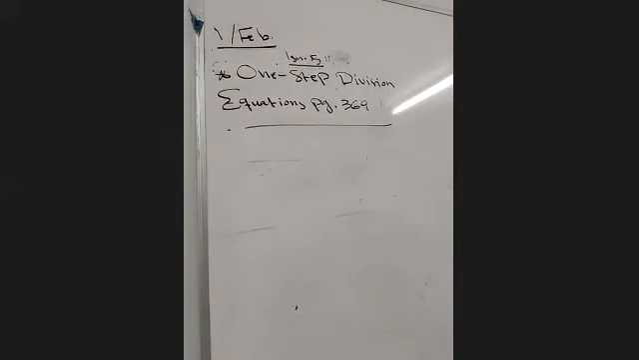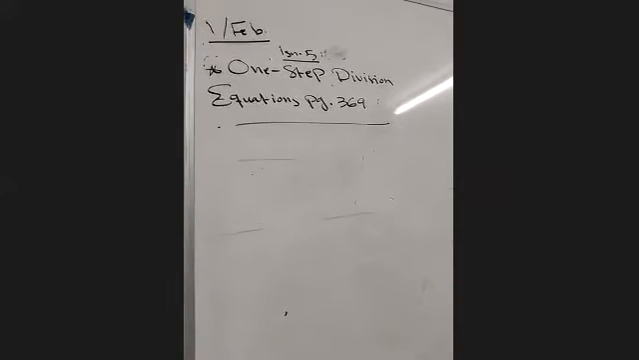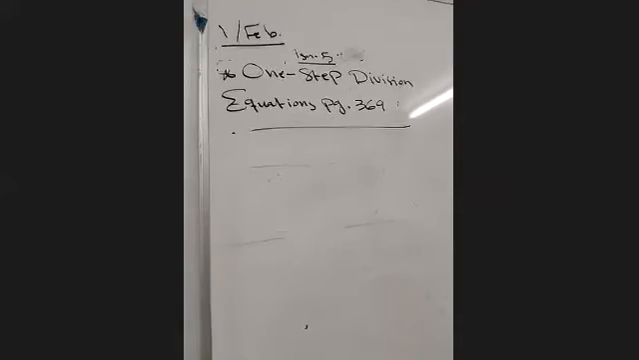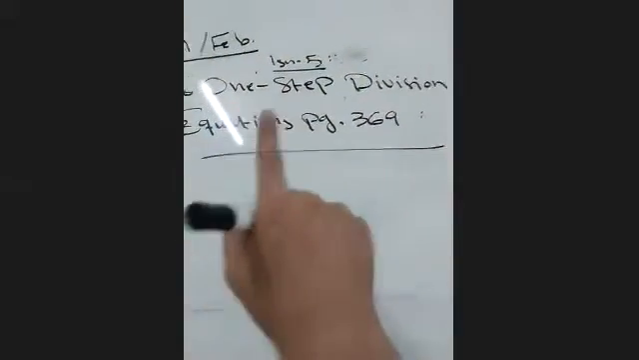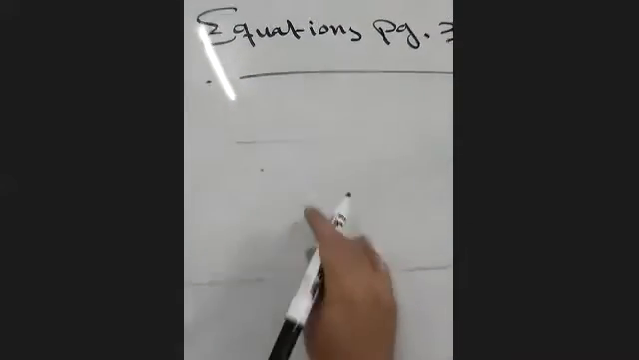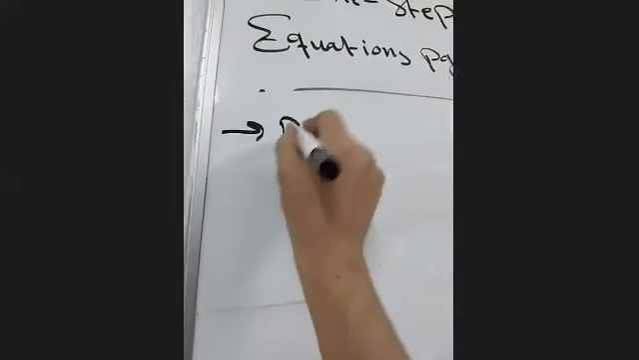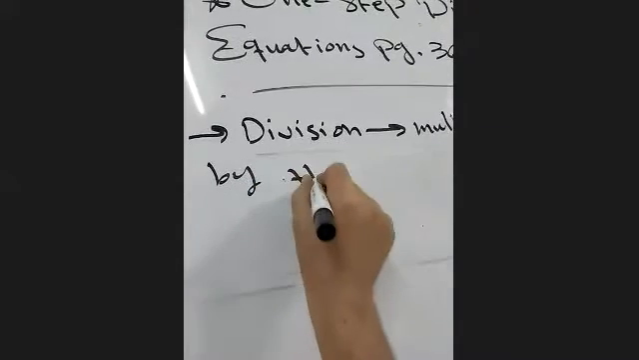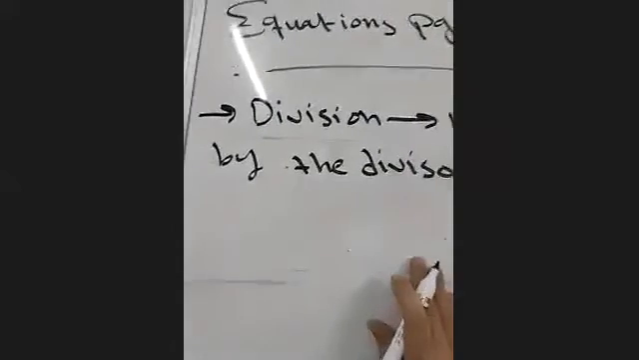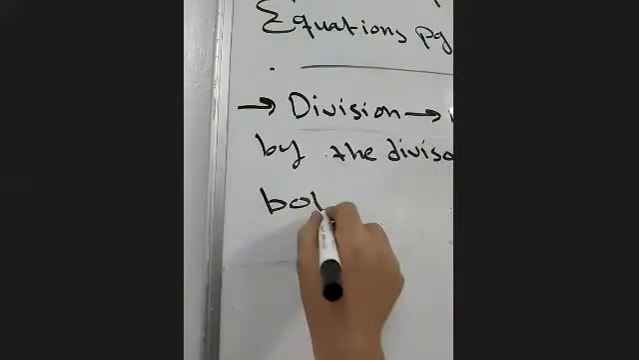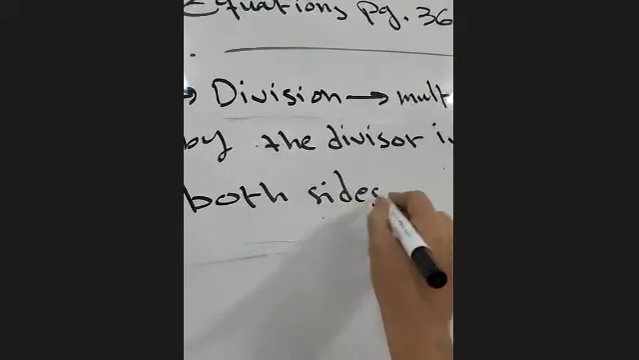Today, inshallah, we'll continue in lesson 5, one-step division equations, page 369. Now, let's remember what we did yesterday. Yesterday, we took this kind, one-step division equations. An equation has a division operation. And we said if we have a division equation, we multiply both sides by the divisor of the variable. We did that yesterday, okay?